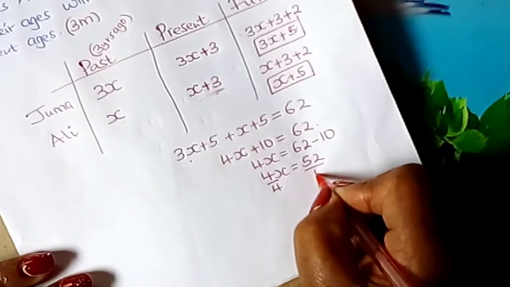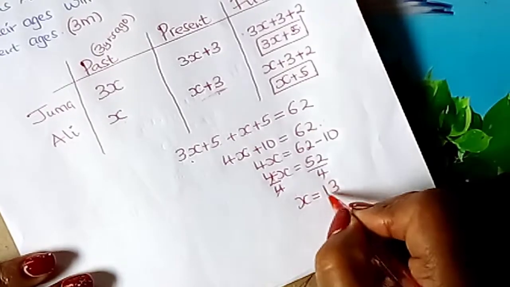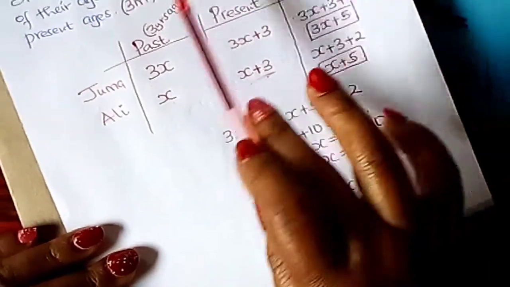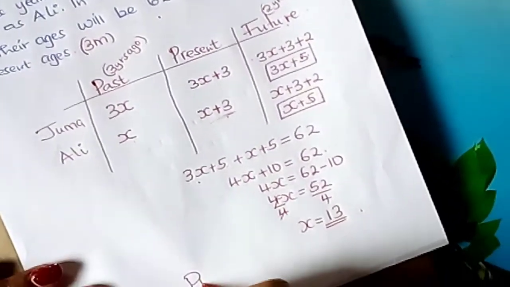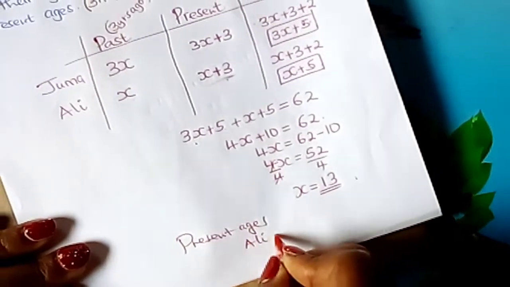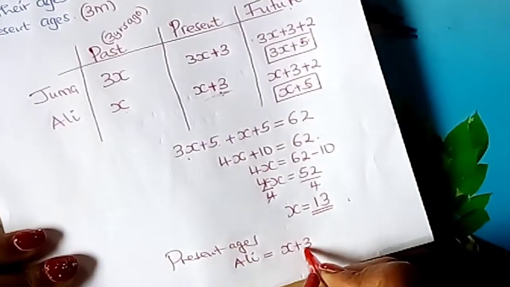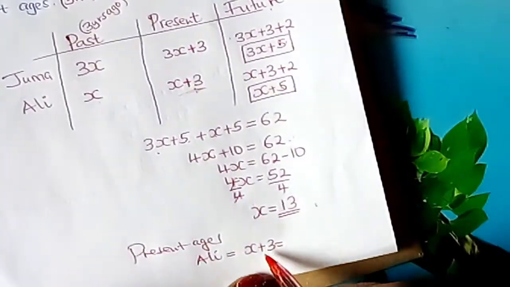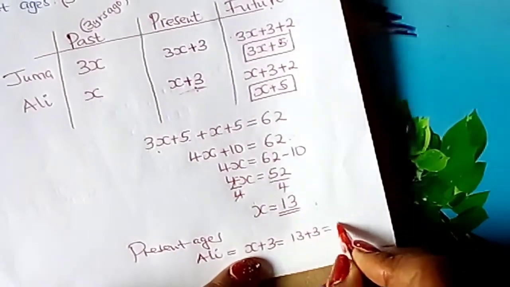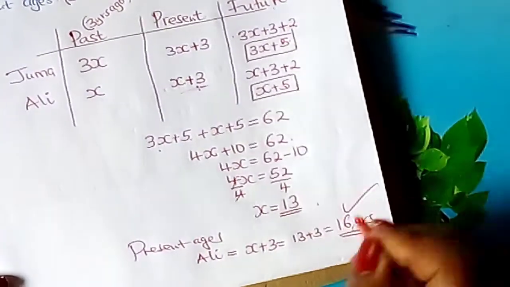Divide by 4, divide by 4. And therefore, x is 13. So, learner, the question is, determine their present ages. What are their present ages? So we start with Ali. Today from the table, Ali is X plus 3. And therefore it means you just substitute your 13 here. That is 13 plus 3 gives you 16 years. So today Ali is that old.